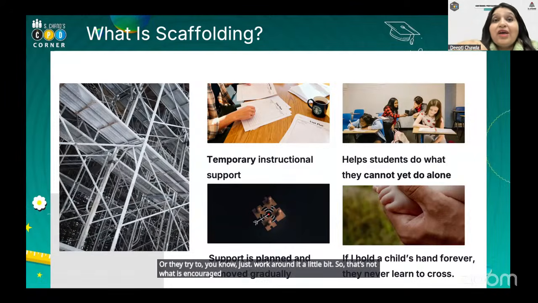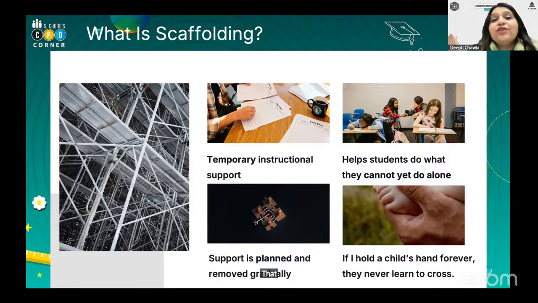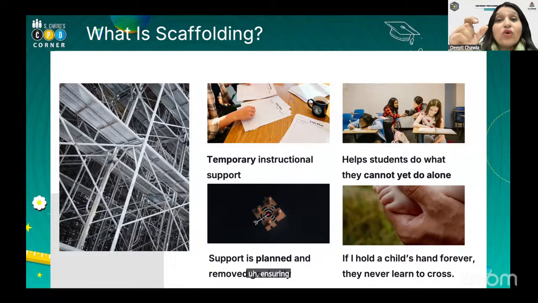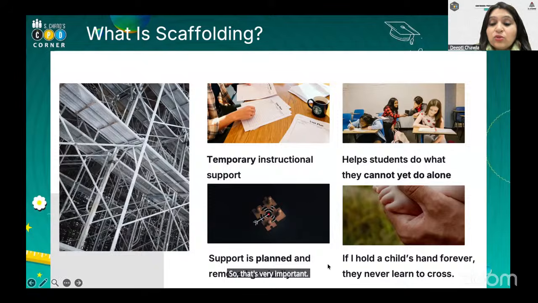What is encouraged is that you see what kind of support is required. Is it in the format? Is it in organizing the argument? Is it in ensuring that children are using coherent supporting arguments and evidences? So that's very important. That's how you tell them, this is how.